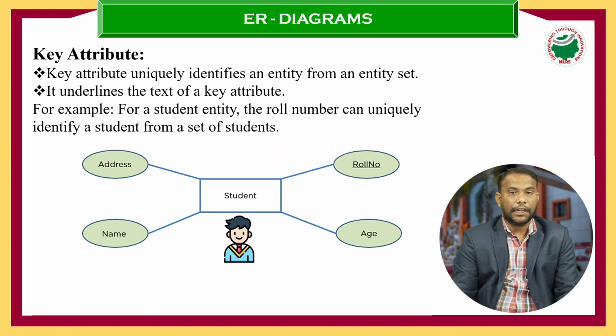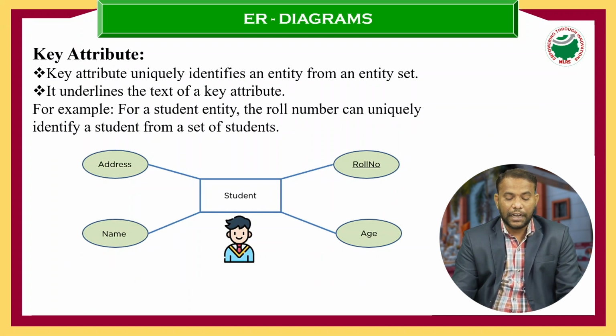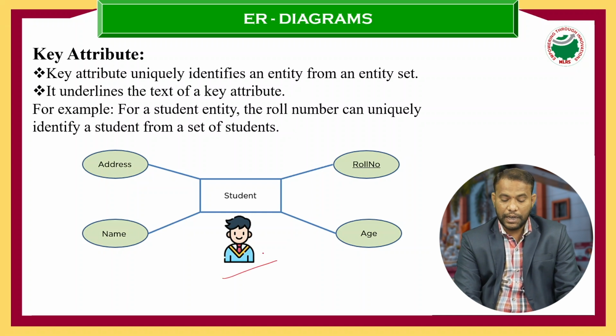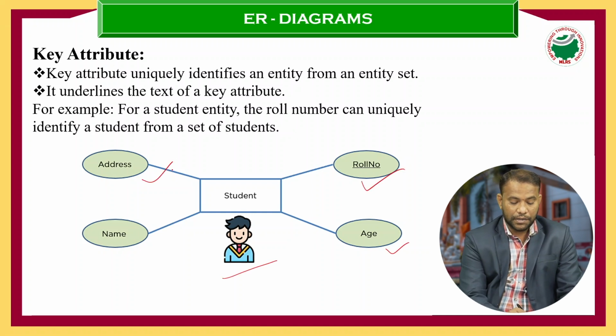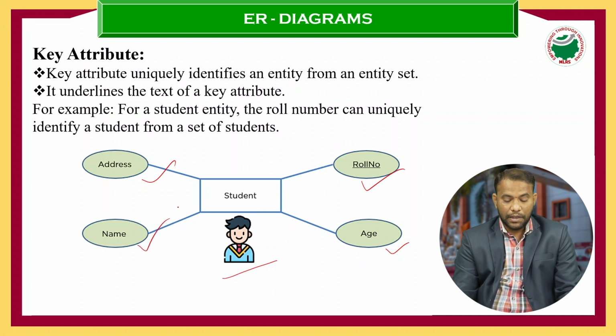Next is a key attribute. What is meant by a key attribute? Key attribute uniquely identifies an entity from a given entity set. For example, see here we have a student. In student we have age, roll number, address, and name. We have four properties here. A student having age, name, address, and roll number here.